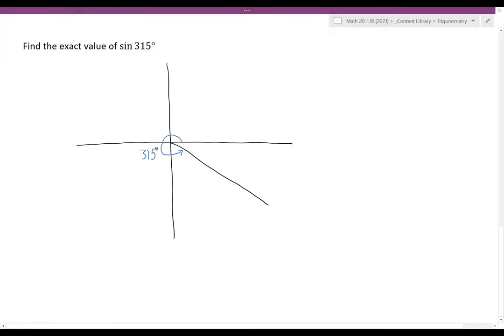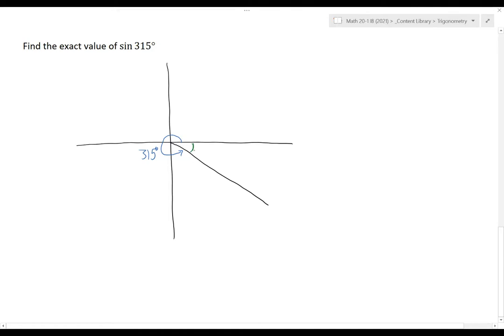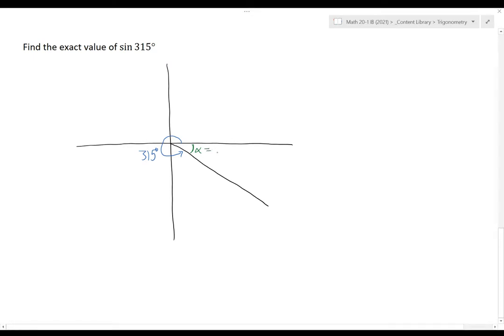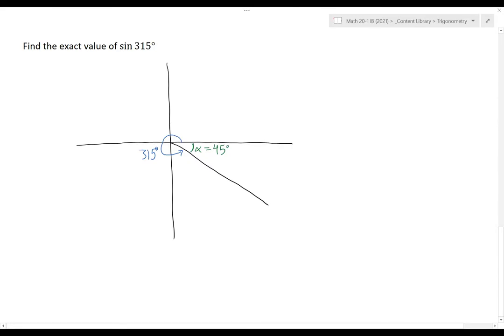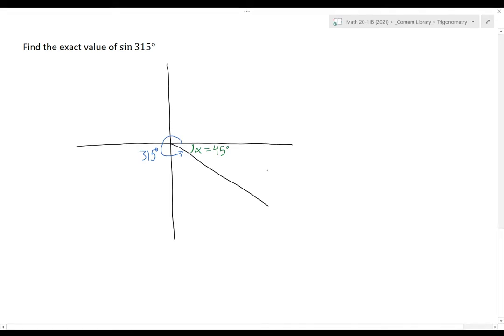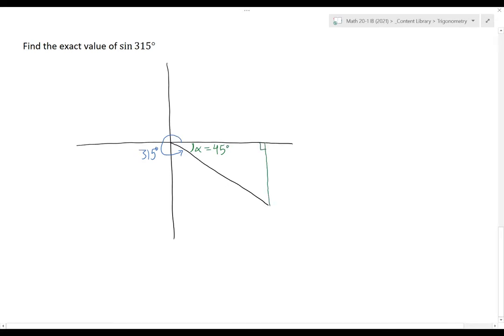The reference angle is therefore going to be this angle right here. And because of the quadrant that this is in, I can find the reference angle by taking 360 minus 315, so 45 degrees. How I calculate alpha will depend on which quadrant I'm in. So I just always make the sketch and look at it. My reference triangle is therefore this. But I know a right triangle with a 45-degree angle is an isosceles triangle.